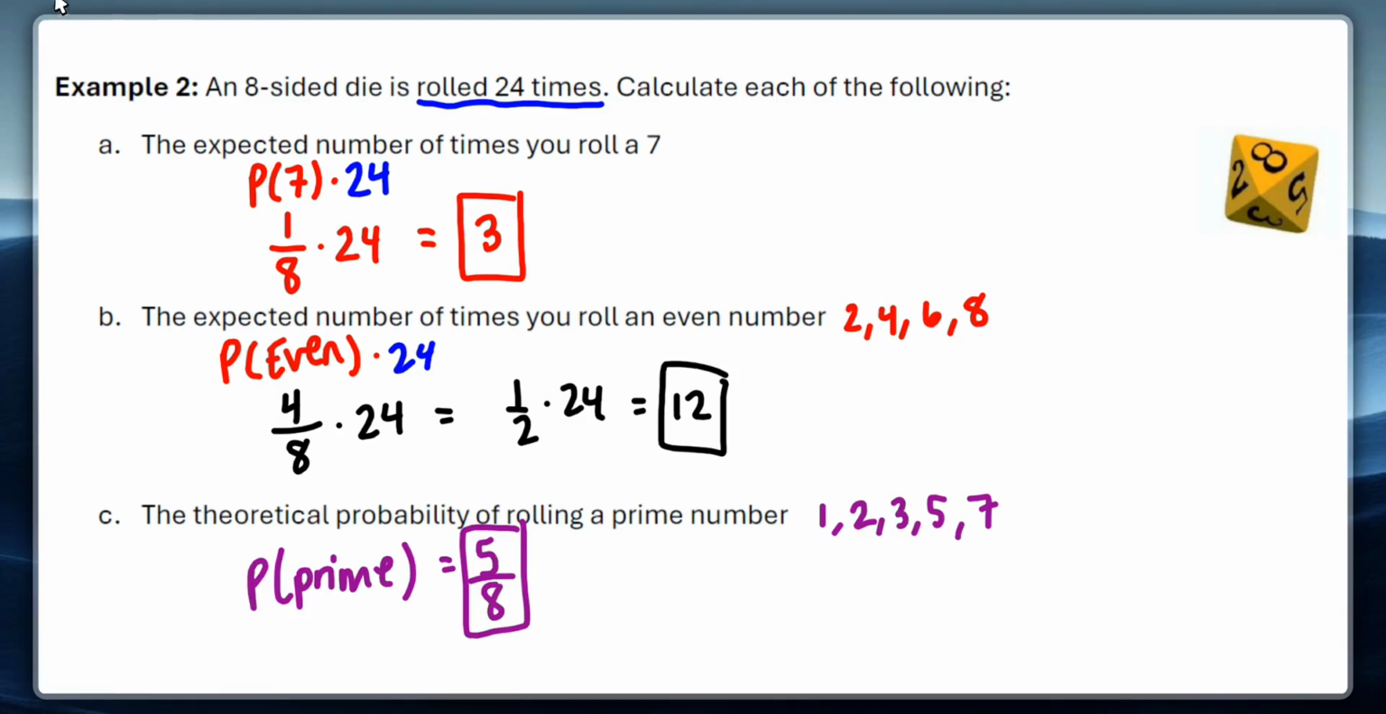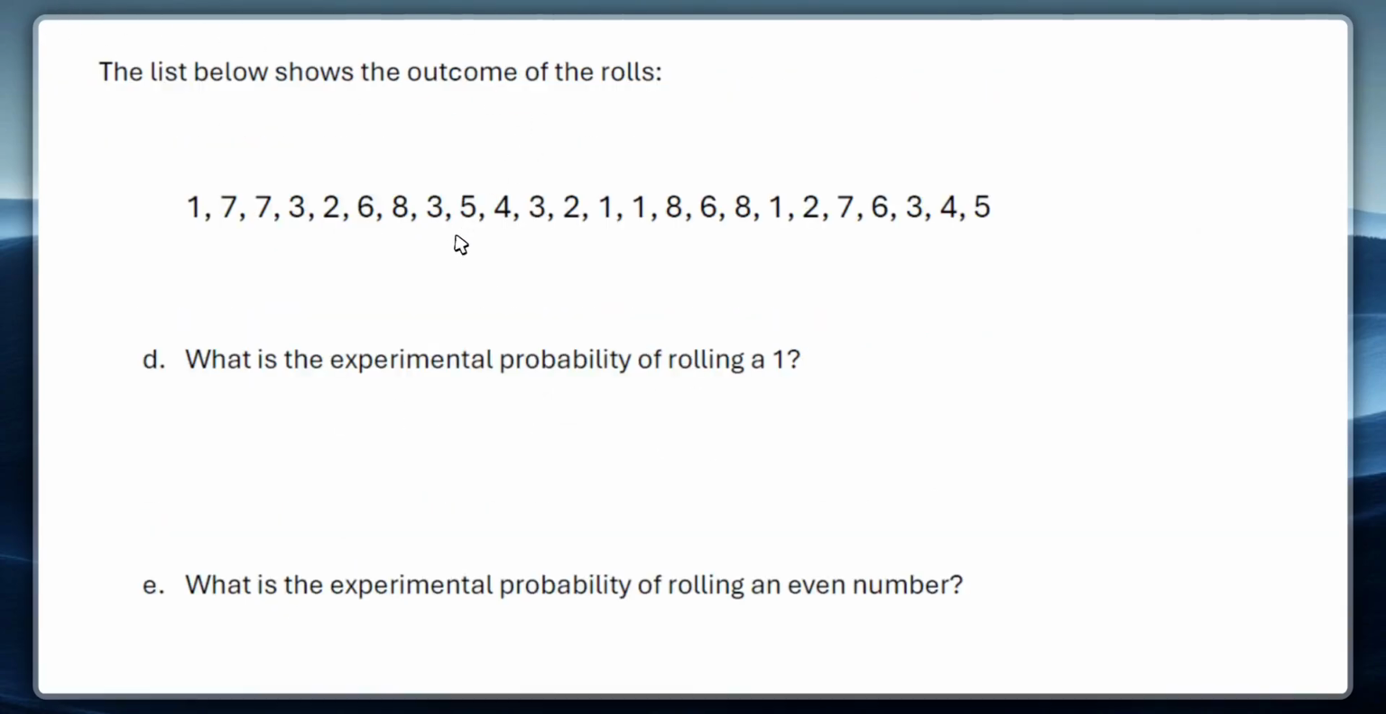And that brings us to the last part of our lesson for today, where it says the list below shows the outcomes of the rolls. So here's a list of the outcomes of the rolls of doing this 24 times, right? You can count every single number that we have here, and you'll end up seeing that this represents the actual results after conducting 24 rolls. So we understand there's a total of 24 here, right? So I'll just go ahead and write that. Total of 24 rolls. Now they ask us, what is the experimental probability of rolling a 1?